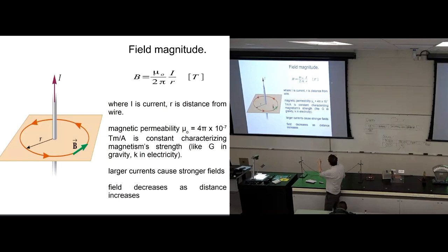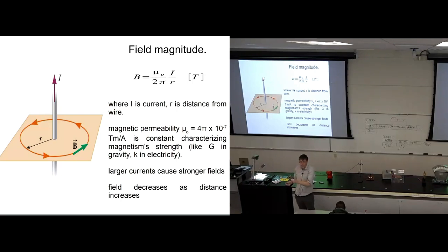This guy here, in particular, that mu naught that's sitting there, is called the magnetic permeability. That mu naught is equivalent, like in gravity, to the gravitational constant. It's equivalent, like in electricity, to the Coulomb constant. It characterizes the strength of magnetism.